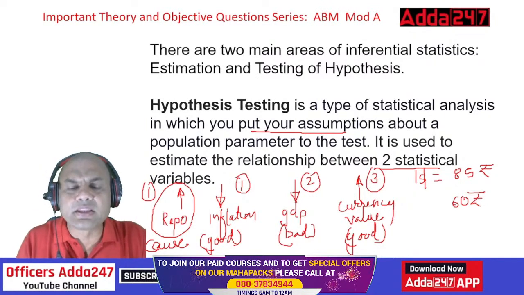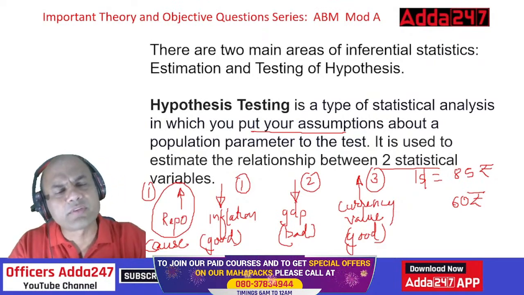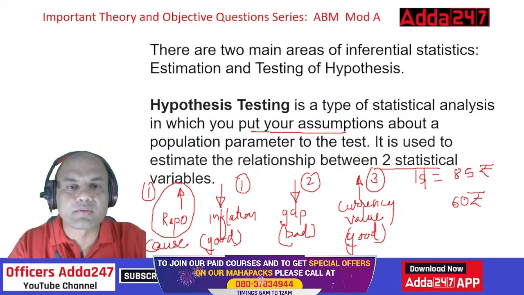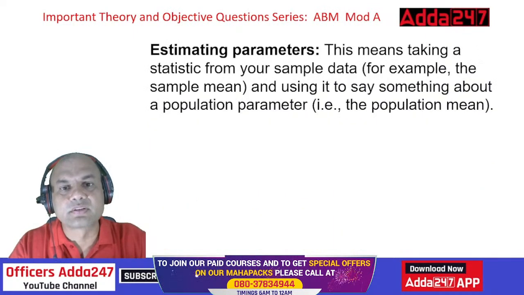This is mainly done under correlation. You have this chapter separately, right? Correlation and regression. We have done this topic. Got it, everyone? Next one.